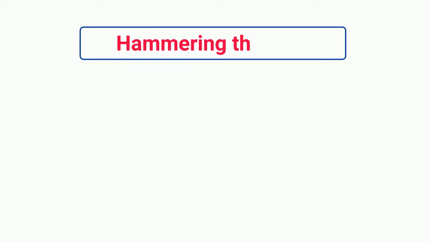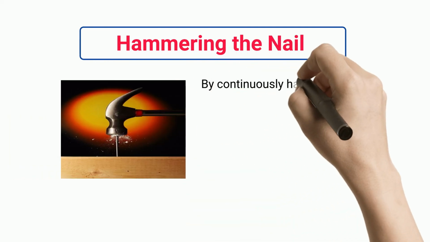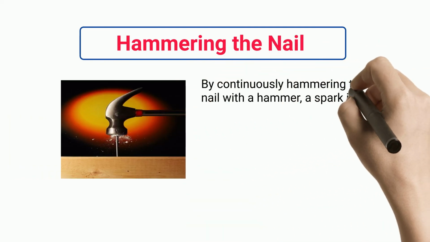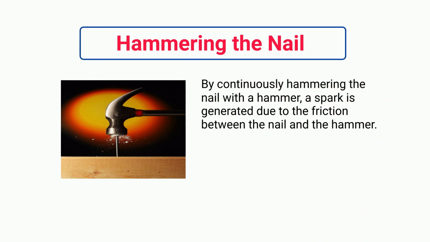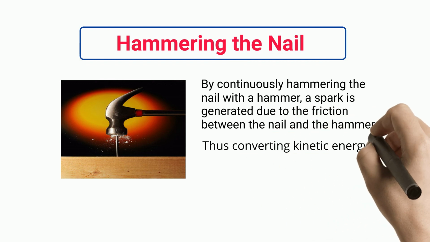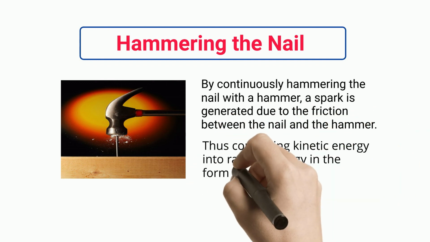Hammering the nail. By continuously hammering the nail with a hammer, a spark is generated due to the friction between the nail and the hammer, thus converting kinetic energy into radiant energy in the form of a spark.